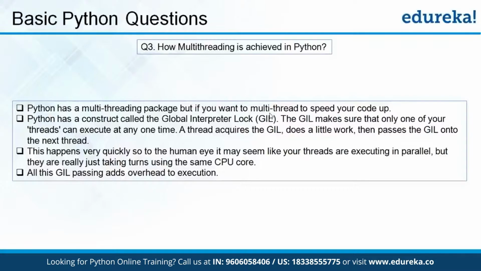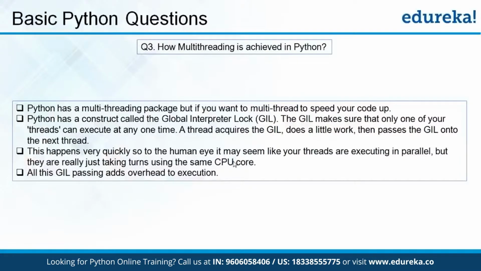The GIL is a global interpreter lock which makes sure that only one thread can execute at a certain point of time in Python. What happens is that the thread acquires the GIL, completes the work and moves on to the next thread. So if you've created multiple threads using the threading package, it moves from one thread to the other so that it seems as if it is executing in parallel. But what is happening is it is actually taking turns using the CPU core. It looks like it is executing faster, but not necessarily all the time.